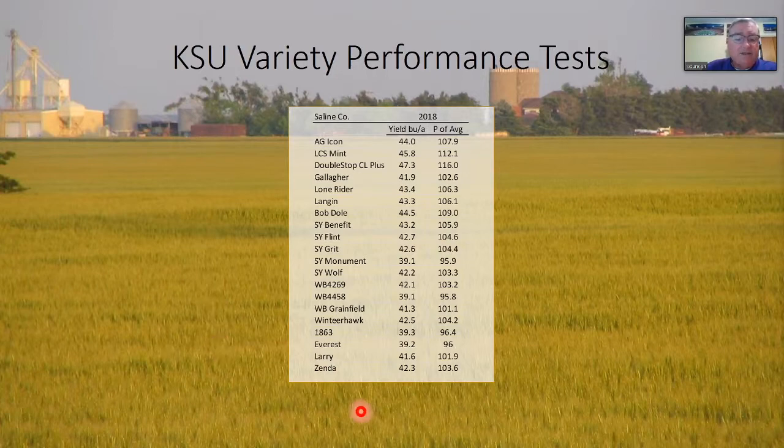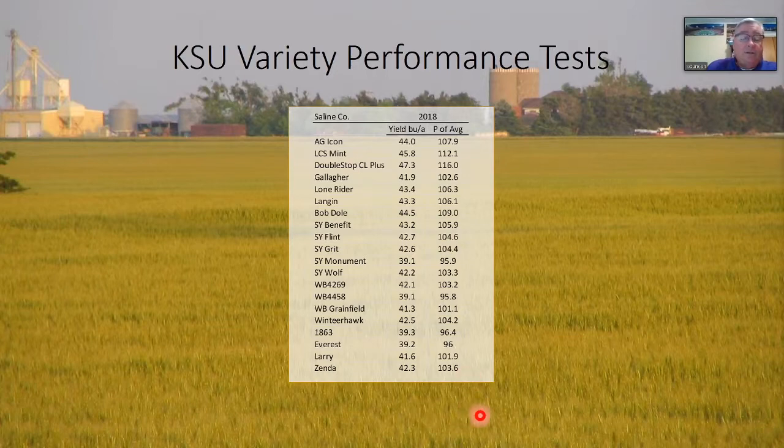I guess if you like inconsistency, it's got a very good yield potential, but you really got to keep an eye on it. And again, I wouldn't follow corn with that one either. So there's several of those in there. Like I said, the ones that will do very well, or should anyway, would be Everest, Zinda, WB 4269, WB 4699, and SY Benefit. Those are some of our best ones to follow that corn situation.